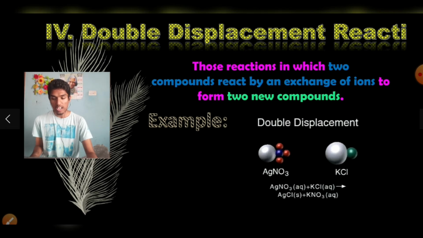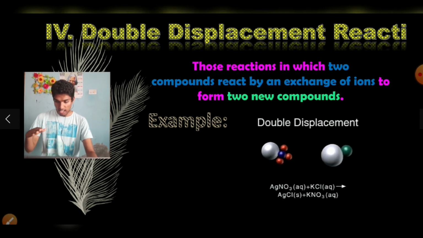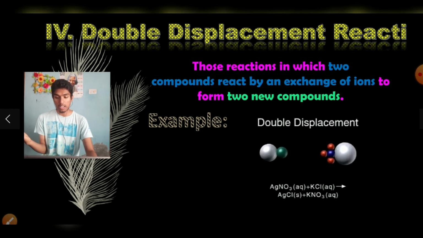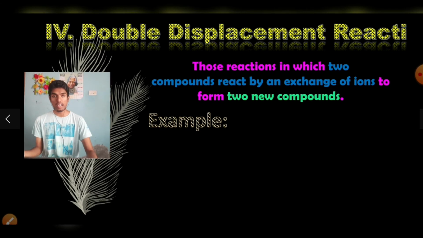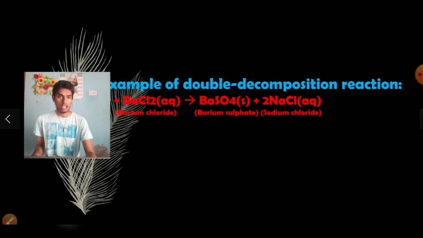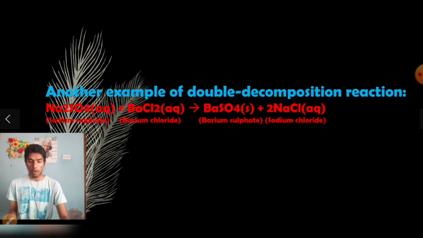In this reaction, silver nitrate and calcium chloride are reacting, and what is happening is the chlorine in the KCl and the nitrate in the AgNO3 are being exchanged, and new compounds AgCl and KNO3 are formed. So this is a double displacement reaction because two atoms are being replaced. Another example can be sodium sulfate reacting with barium chloride to form barium sulfate and sodium chloride.